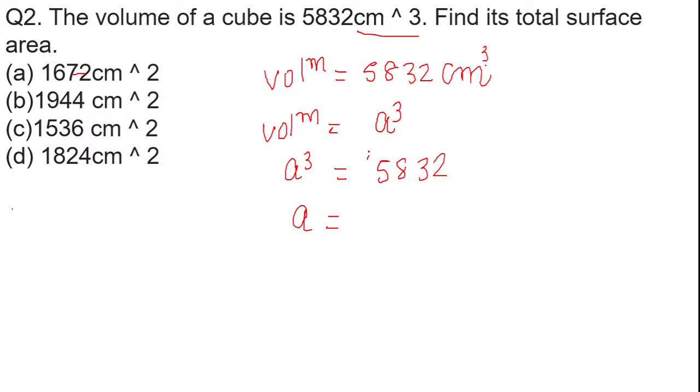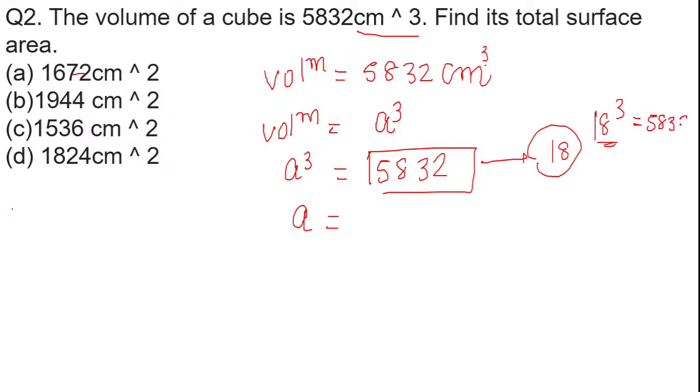Basically, 5832 is the cube of 18. 18's cube is 5832. So taking cube root on both the sides, I can get a is equal to 18. We got now the side of the cube. Yes, we got the side of the cube simply.